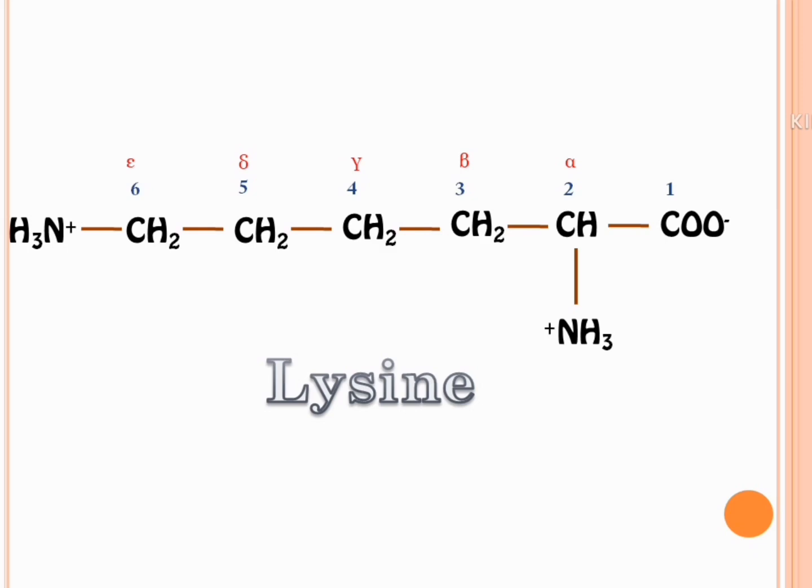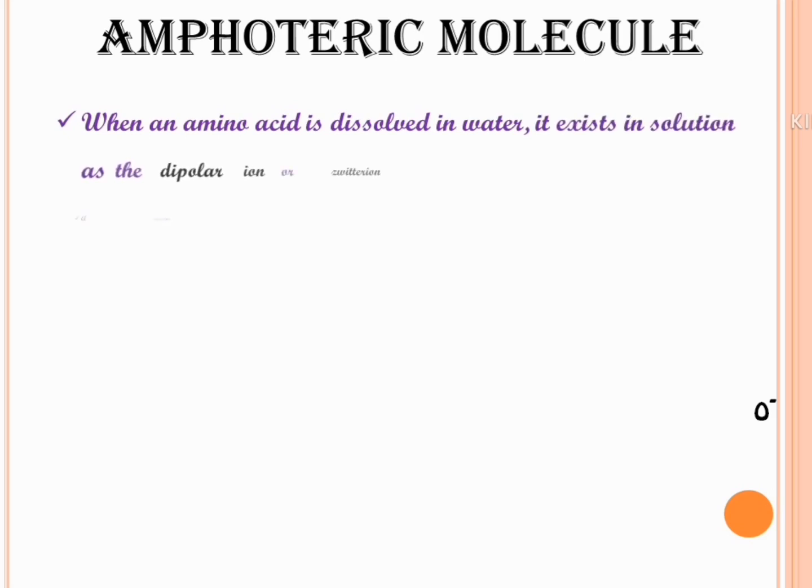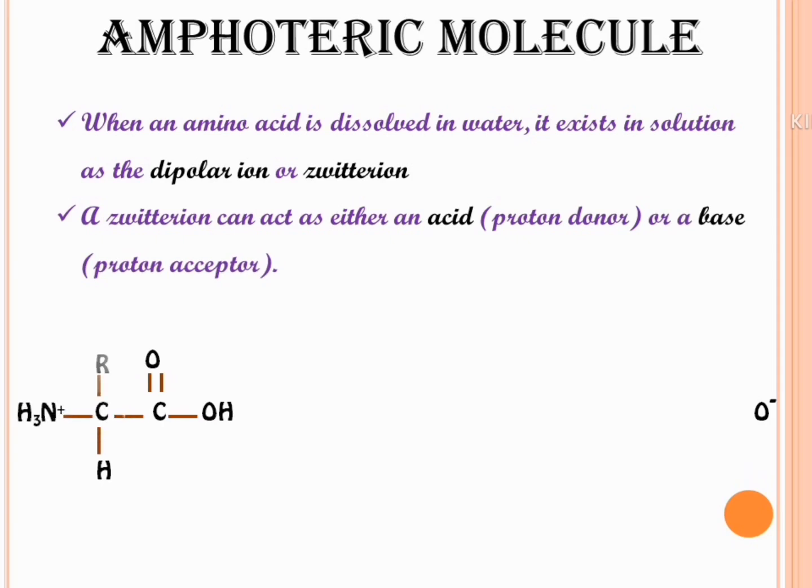Amino acids act as acids and bases. When an amino acid is dissolved in water, it exists in solution as the dipolar ion or Zwitterion. A Zwitterion can act as either an acid, proton donor, or a base, proton acceptor. Hence, an amino acid is an amphoteric molecule.